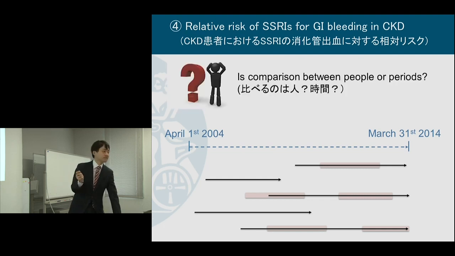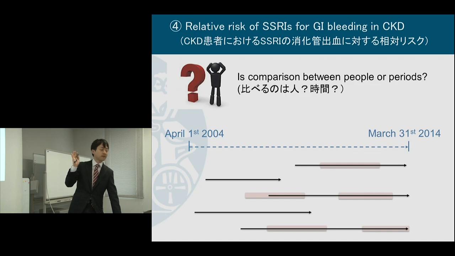But then I had difficulty again. I wondered what the comparison is: comparison between people, or comparison between periods. So if I chose people, I would compare these three people who are prescribed antidepressants anytime, even for a short period, and the rest of the people, I mean two.